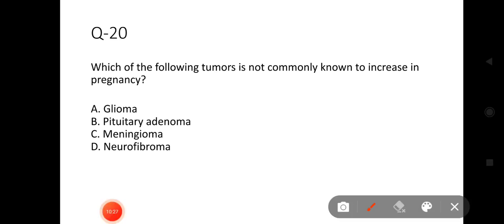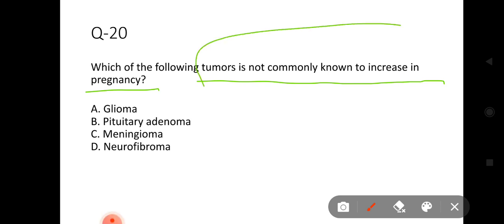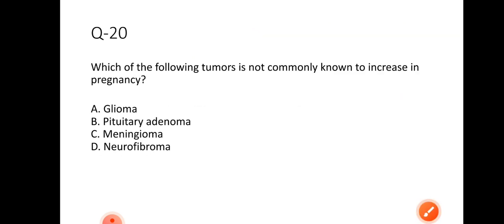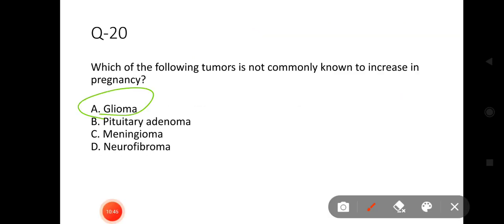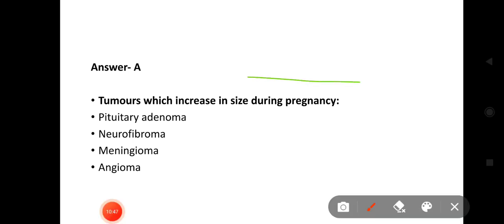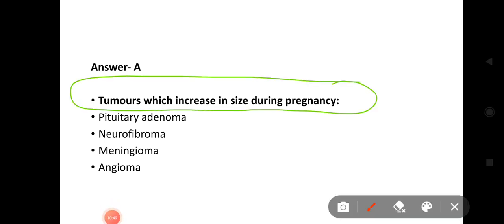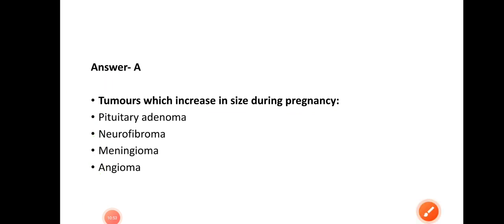Last question of this session, question 20. Which of the following tumors is not commonly known to increase in pregnancy? Pregnancy increases risk of certain tumors. So which of the following is not increased in pregnancy? Glioma, pituitary adenoma, meningioma, neurofibroma. So, answer for this is glioma. The risk of glioma is not increased in pregnancy. So remember this: tumors which increase in size during pregnancy: pituitary adenoma, neurofibroma, meningioma, and angioma.